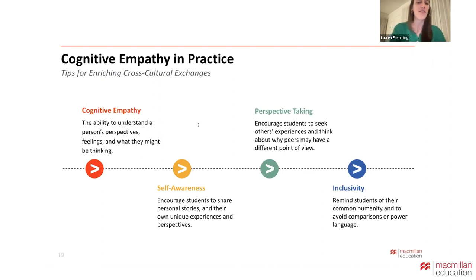Finally, in cross-cultural exchanges, encourage students to share their personal stories with each other, which can help build trust and mutual understanding. They might even share something like a cultural identity tree with each other. And again, thinking about this in the context of a language learning classroom, these are all great ways to practice learning that language as well.